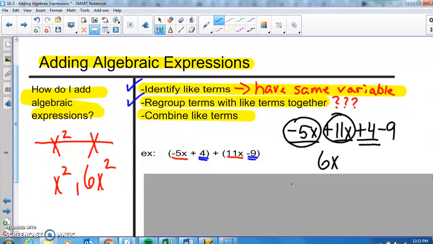Same thing here. I have a positive 4, negative 9. Different signs, so I subtract, so that gives you a 5. Take the sign of the bigger number. 9 is bigger than 4. That gives me a negative 5. 6x minus 5 is my simplified form. Those are not like terms, so this right here is your answer. We have now combined like terms to complete the step.